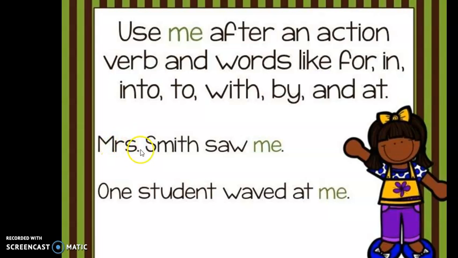For example, Mrs. Smith saw me. I will use me. I will not say Mrs. Smith saw I. That's not correct. Saw is a verb. It's something that you can do. You can see someone, right? So saw is the past tense of see. So Mrs. Smith saw me. So I will use me. One student waved at me. The verb here is wave. This is something you can do. The action, waved at me.